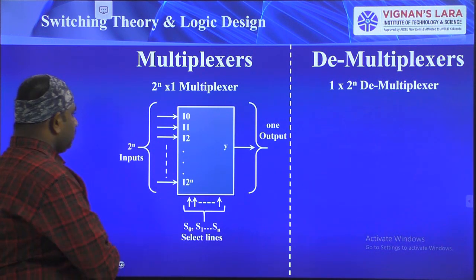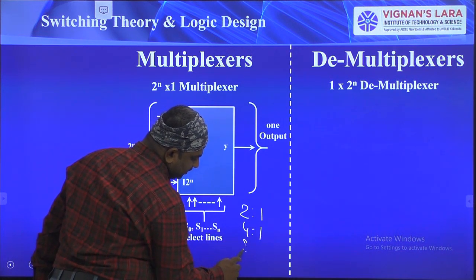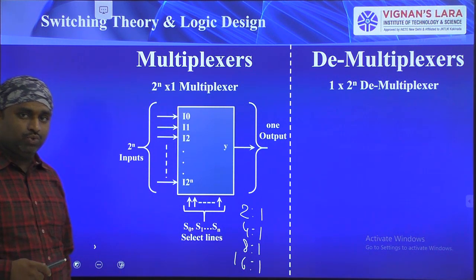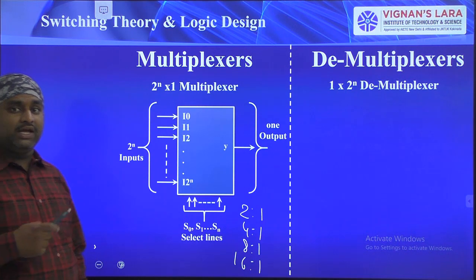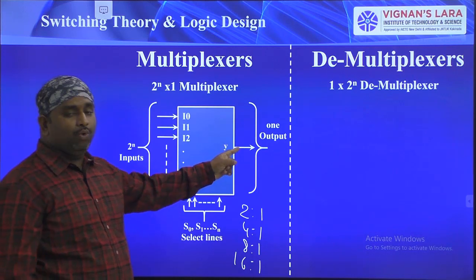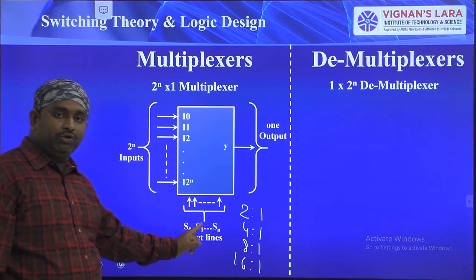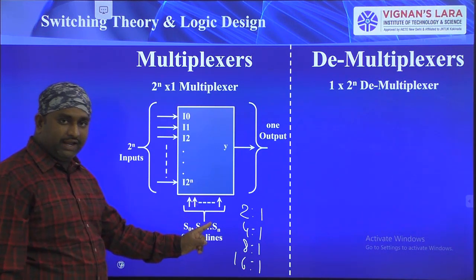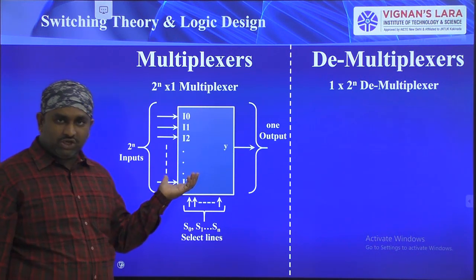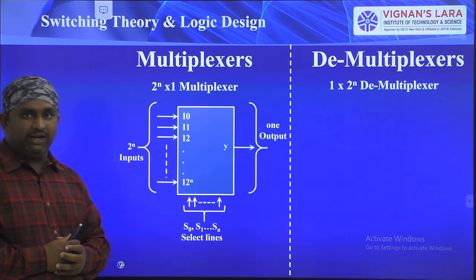Okay. So here we have 2 to 1 mux, 4 to 1 mux, 8 to 1 mux, 16 to 1 mux, next 32 to 1 mux, next 64 to 1 mux, next 128 to 1 mux. For the multiplexer, the common thing is only one output. But we have 2 power n inputs, and n selection lines. Now by using all these things, you have to state the definition of the multiplexer.